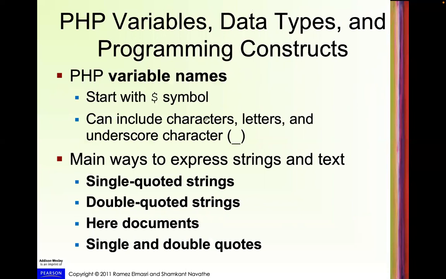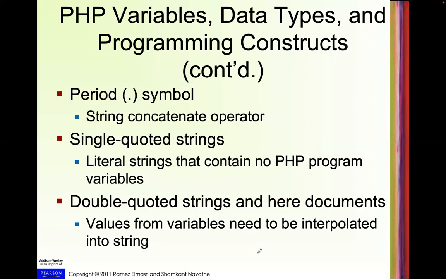So let's go back again to the discussion of PHP variables. So PHP variables start with the dollar symbol. Now variable names can include characters, letters, underscore character. Okay. Now how can we represent strings and text? We can represent them as single quoted, double quoted, using here document, or a combination of single and double quotes. So we can concatenate strings using a period, like one string dot another string is going to concatenate these two strings.